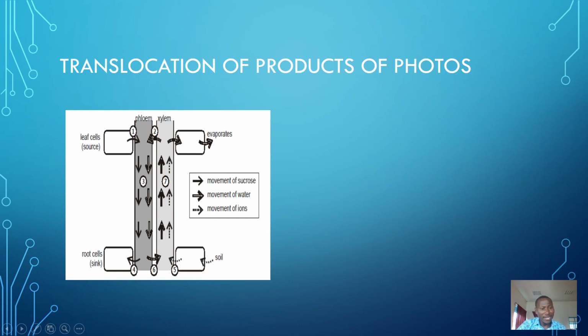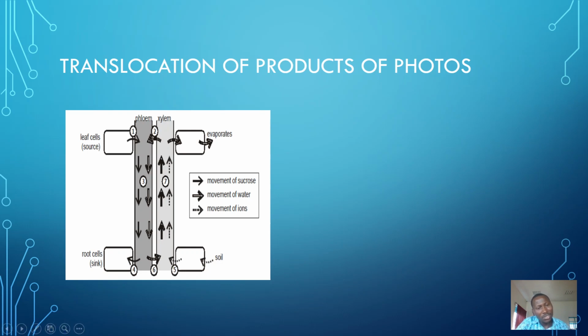Then you have another region called the sink, where the manufactured food is either stored or broken down in respiration to release energy. So in this case, at the source, food is manufactured. So there is a lot of food manufactured in the leaf, and it is packed into the adjacent phloem tissue. Then at the sink, a lot of food is either used or stored in this form.